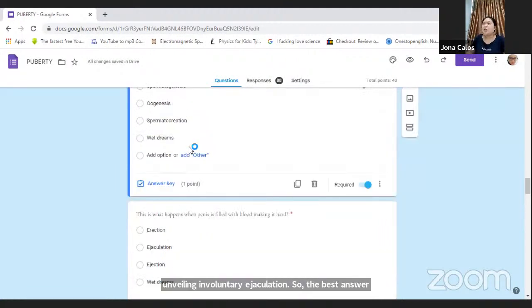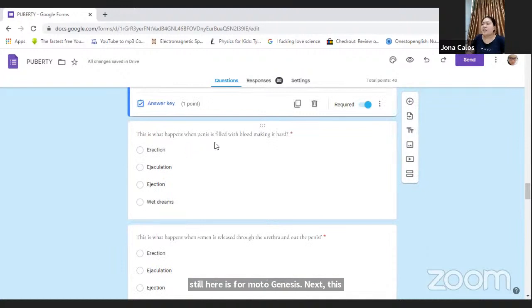Next, this is what happens when the penis is filled with blood, making it hard. So the word hard already is your clue that it is about erection. Being erect, standing straight. Erect means straight. So being hard and standing straight is erection.